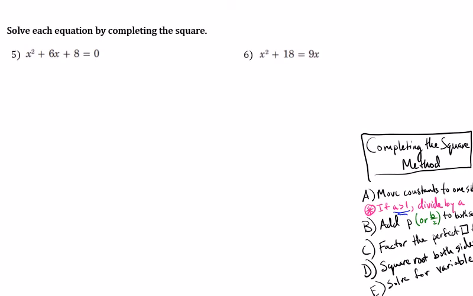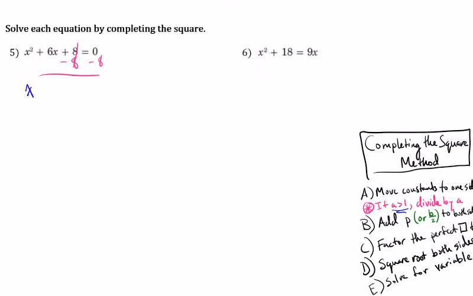So first thing, I'm going to get my constant to one side. Since x squared is positive here, I'm going to move my 8 to the right, so I'm going to subtract 8 from both sides. Then I get x squared plus 6x, and I'm going to leave a little space here to complete the square. It's always going to be a plus here. Whatever I add to this side, I have to balance the equation out, so I'm going to add the same thing on the other side. The value that I want to add is half of this squared.